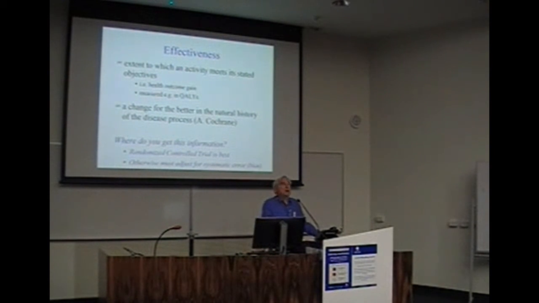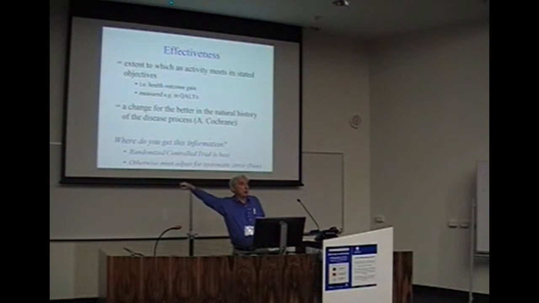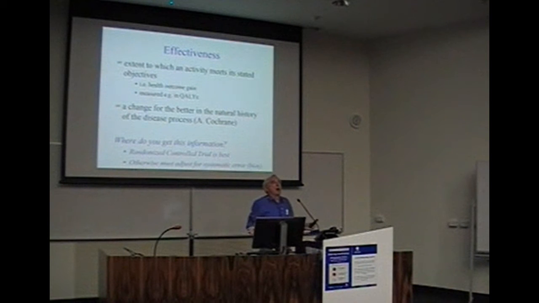effectiveness. Archie Cochrane, after whom the Cochrane Library is named, makes the point that with chronic disease, where there may well be an ongoing downward trend, effectiveness in this case may be where at a particular point of intervention the downward trend is not as acute. Okay, where do you get this information? Well, you get this information from randomised controlled trials, that's best, but otherwise from a method that will enable you to adjust for systematic error, in other words, other variables that are having an influence and you're perhaps not recognising that. This is what we call bias.